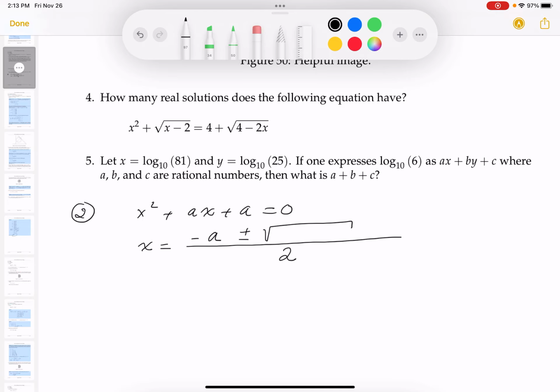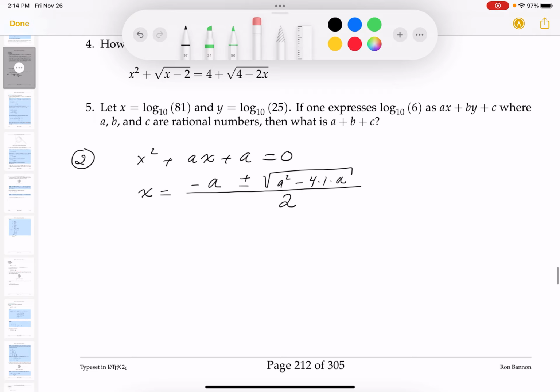Let me write this down for you. And this is where I get some troubles over here. So it's the coefficient on the x, which would be A, but A squared, minus 4 times the coefficient on the square term, which is 1, times the constant term, which is A. So I know what my root looks like. It looks like this over here.